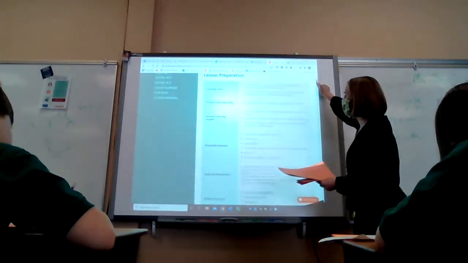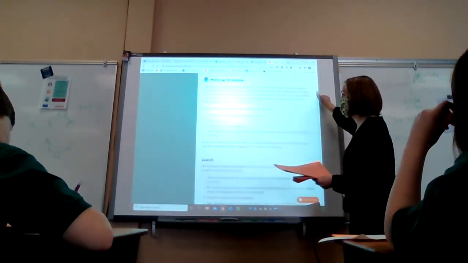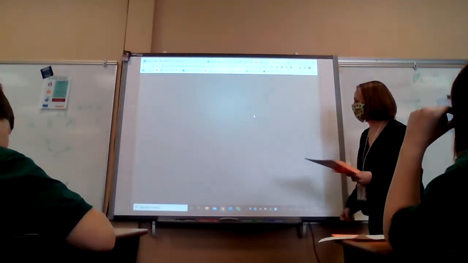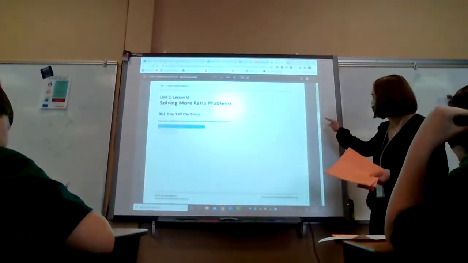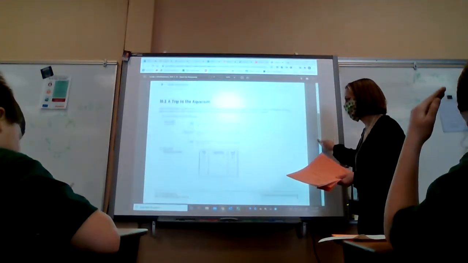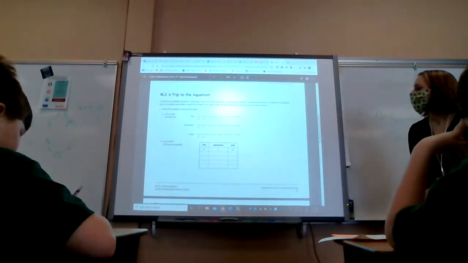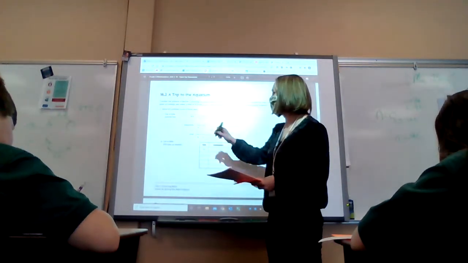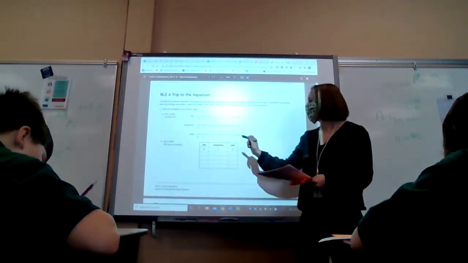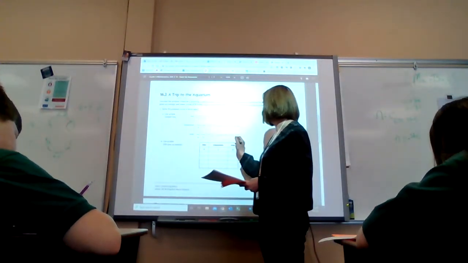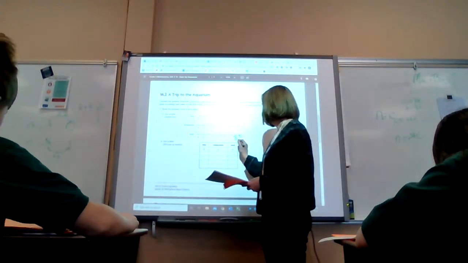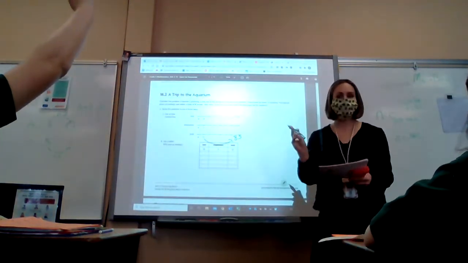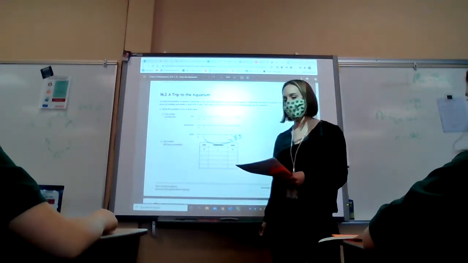So, let's look at this triple number line. We need to find out a total of 85 people, right? So the total needs to go to 85. How can we go from 17 to 85? Is there an easy way? Somebody with a calculator. Is there an easy way to go from 17 to 85?